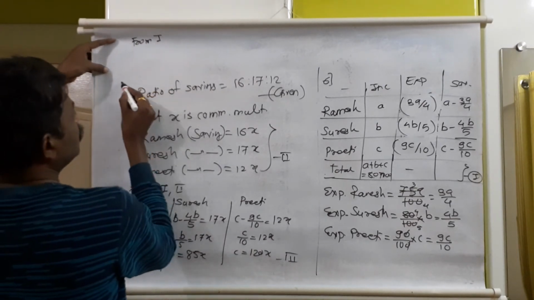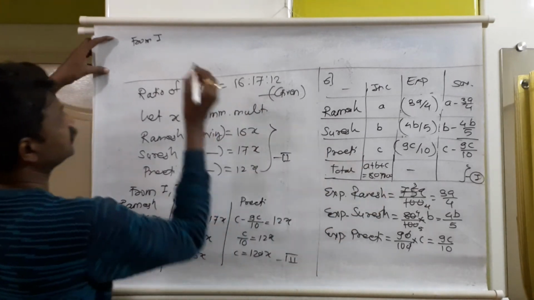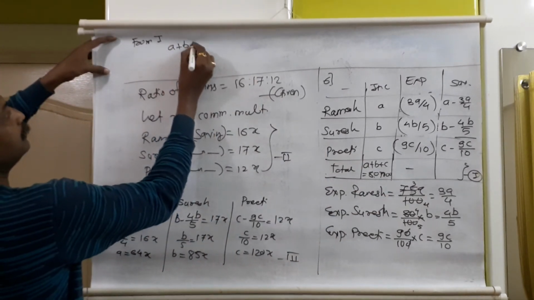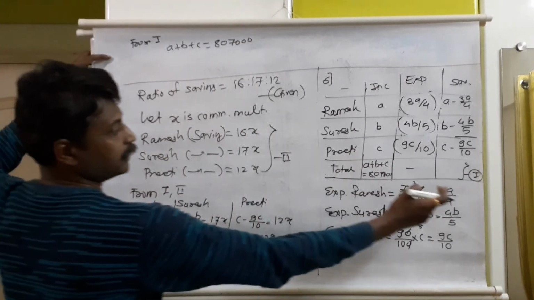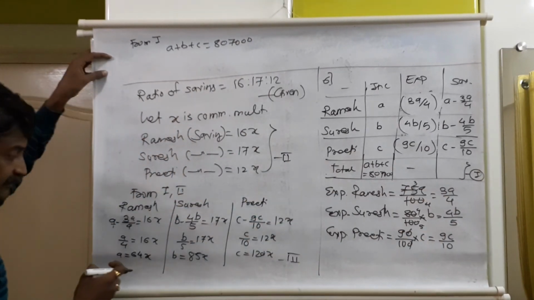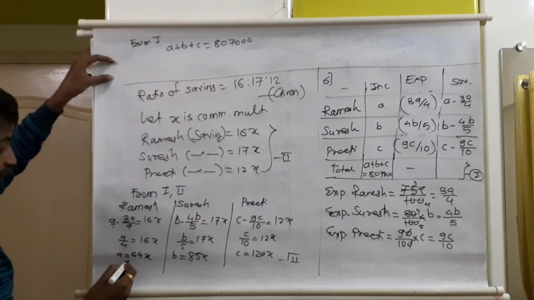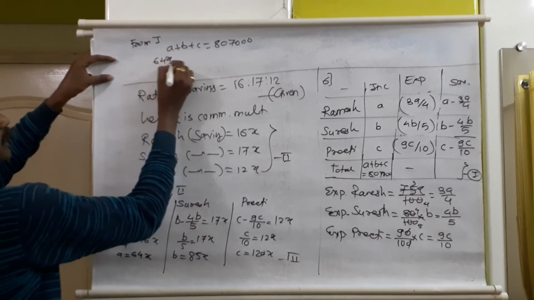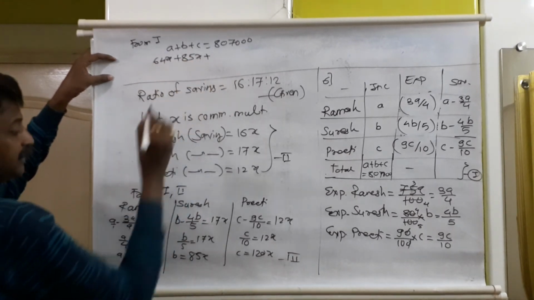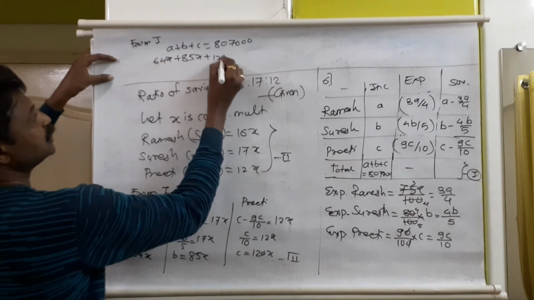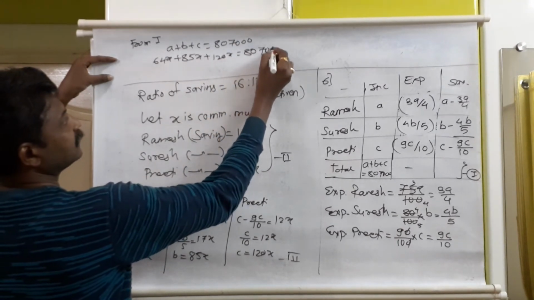So again, from 1, what we can write is, 1 says A plus B plus C is equal to 8,07,000. This is from equation number 1. We have here the value of A, B, C from the third. So just substitute here. The value of A is 64x plus the value of B is 85x plus the value of C is 120x is equal to the total, as it is, 8,07,000.